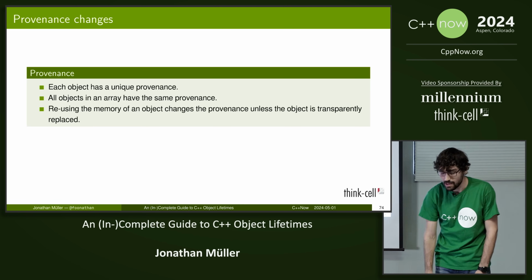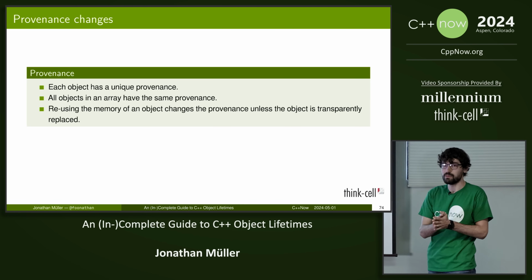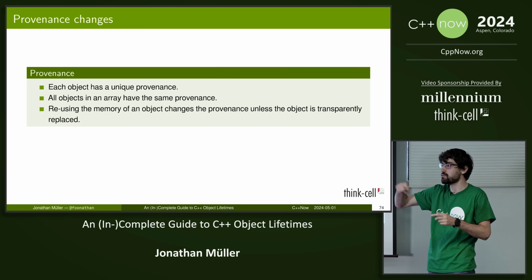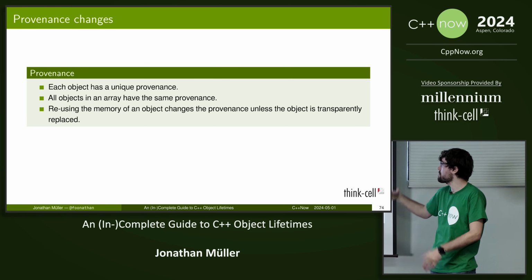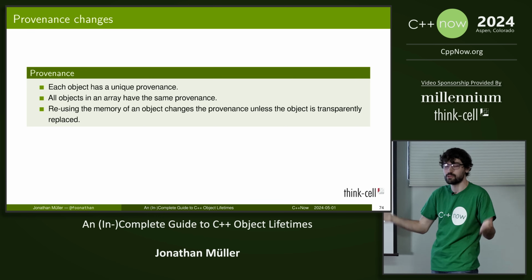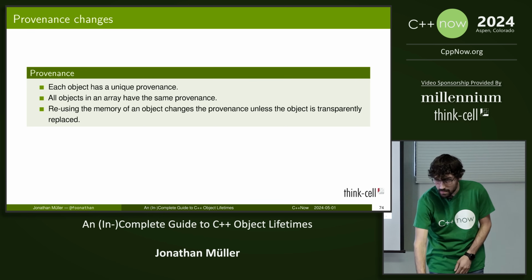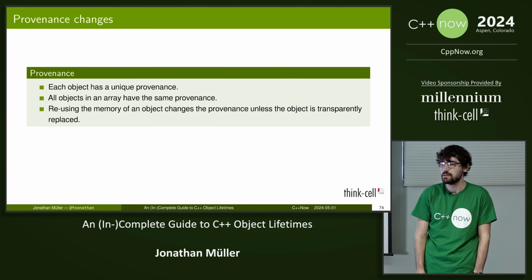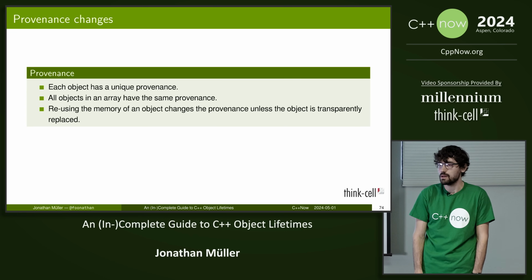Okay, sure. So every object has unique provenance. All objects in an array have the same provenance, so you can use pointer arithmetic to get from one to the other. When you reuse the memory of an object, this changes the provenance unless you're doing transparent replacement. If you're doing transparent replacement, same provenance, you can continue to use it and everything works fine. If you have multi-dimensional arrays, they all inherit the provenance of the top-level complete array because the constituent arrays have the same provenance. And so the elements of a vector have different provenance.